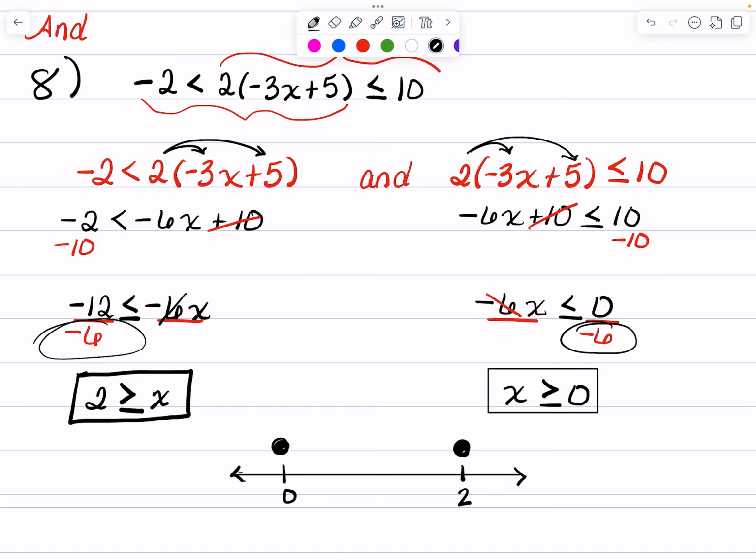And the solution is any number between and including 0 up to and including 2. Okay. All right. I hope this helps you, and then make sure you complete the other 4 examples and have them ready to submit in class tomorrow.